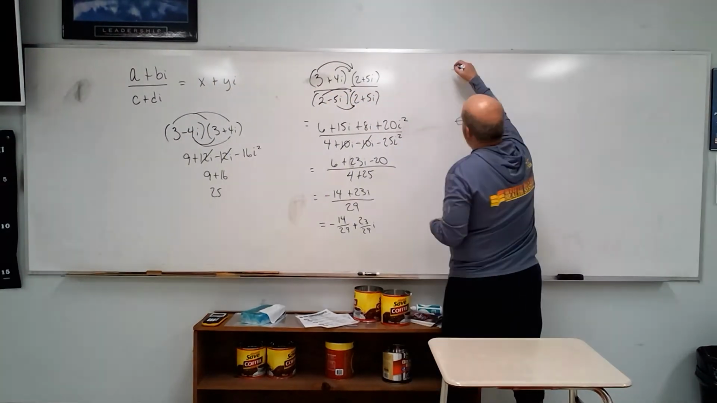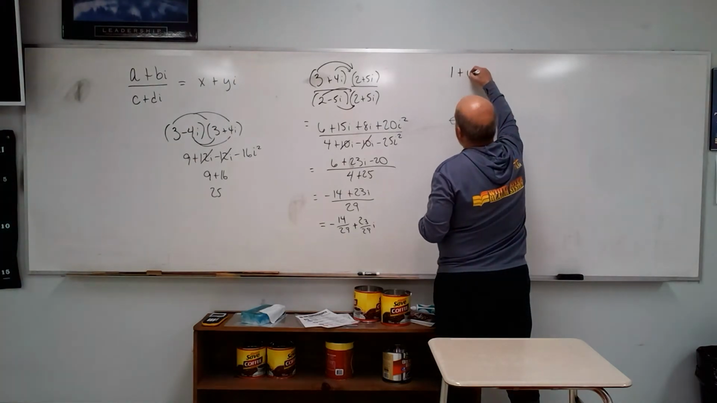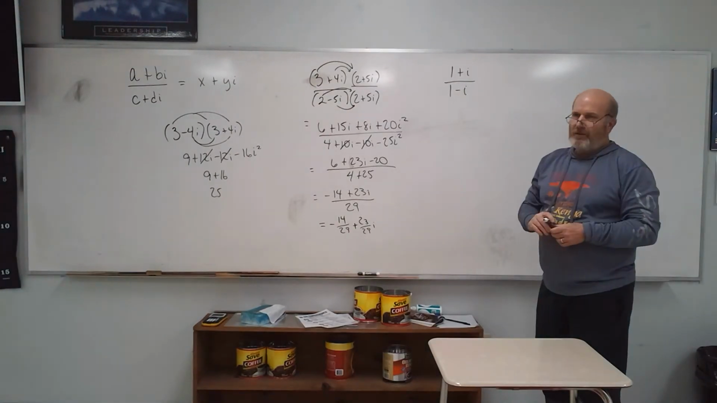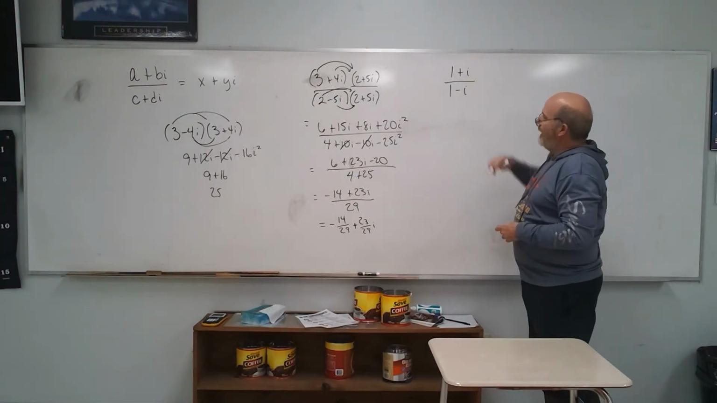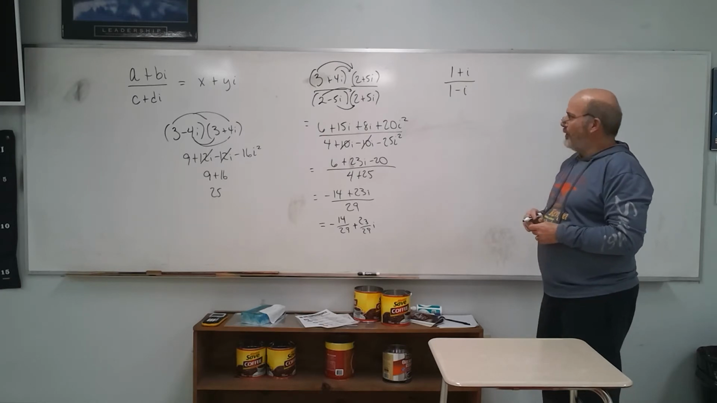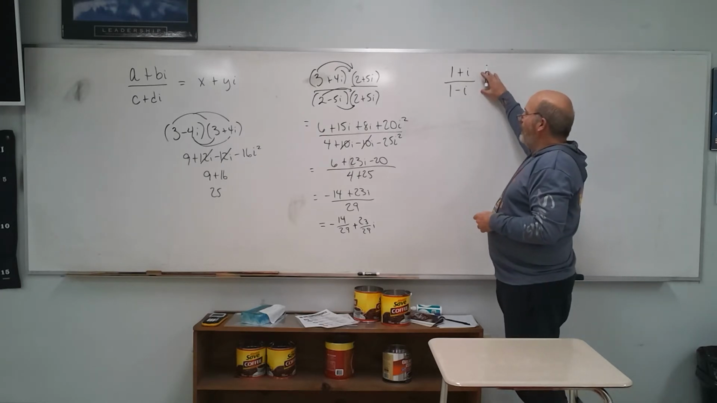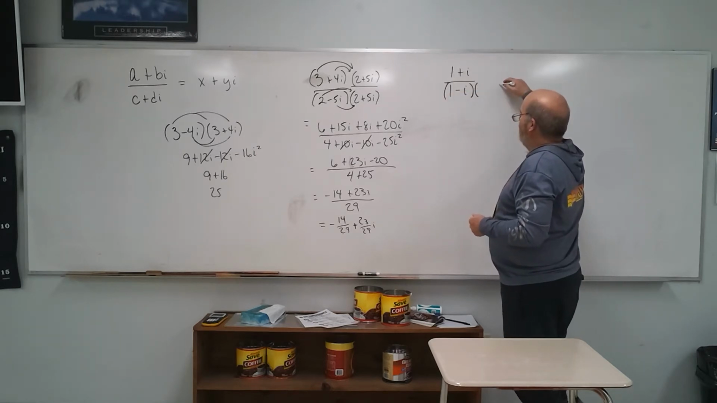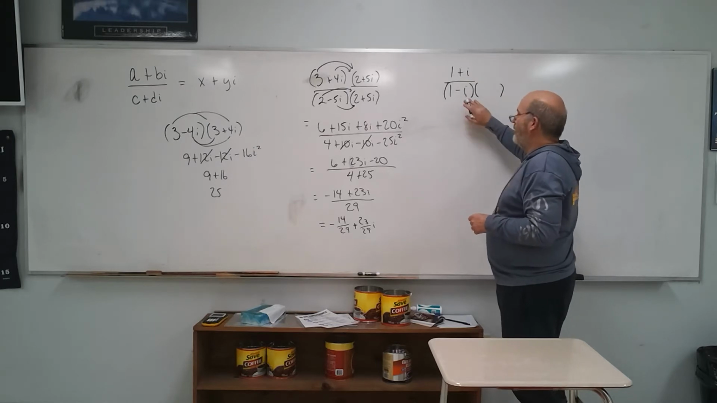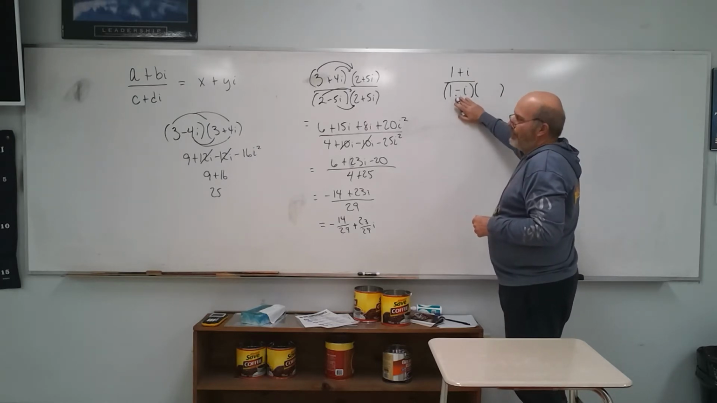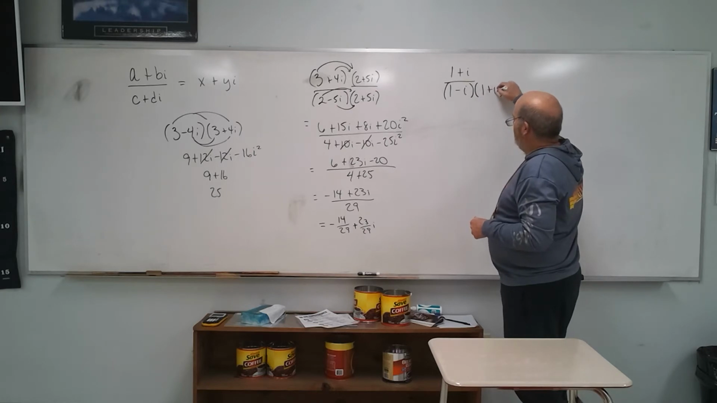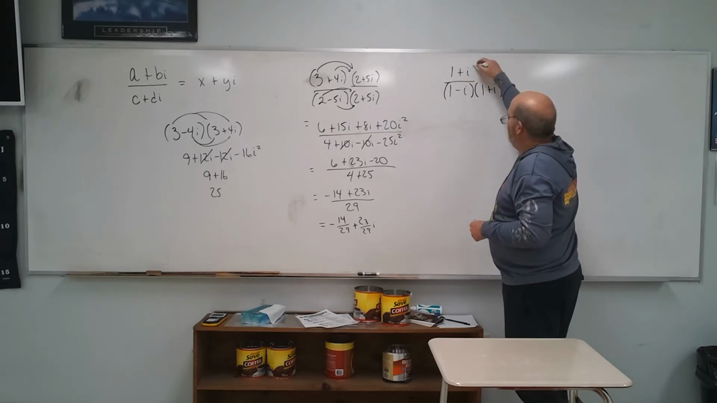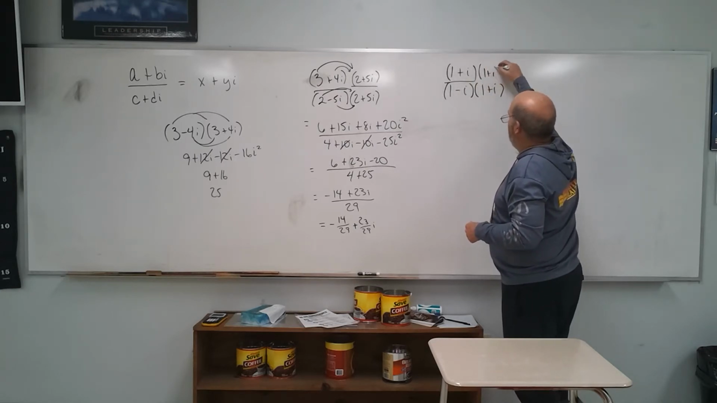We'll make up another one. Let's do 1 plus i over 1 minus i. There's an understood coefficient of 1 on the i and the negative i here. If I'm going to divide these two complex numbers, I need to rationalize the denominator. So I know when I multiply complex conjugates, I get a real number out. So I'm going to multiply the denominator by its conjugate, 1 plus i. And if I multiply the denominator by 1 plus i, I must also multiply the numerator by 1 plus i.